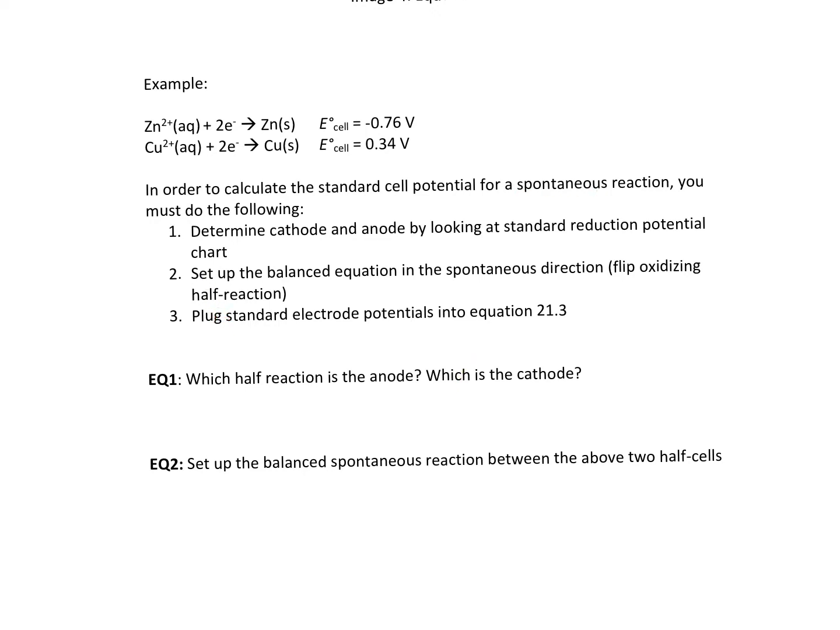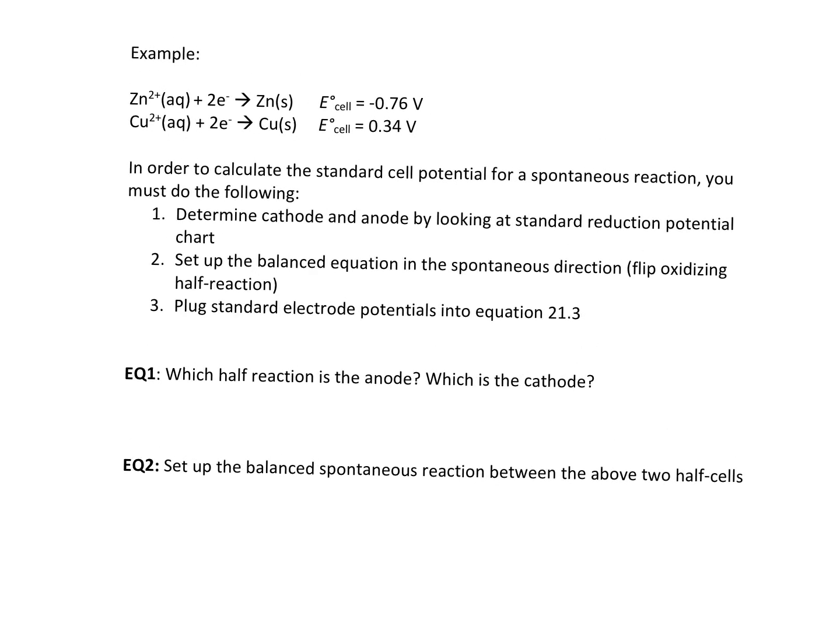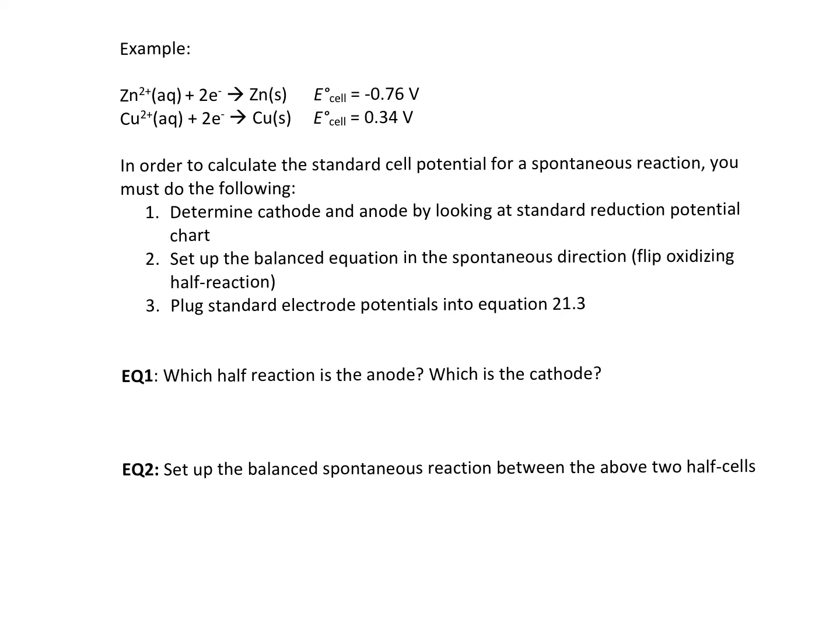First, we want to determine what our cathode and anode are by looking at the standard reduction potential chart, or just looking at the values that are given, which are right here. Take a moment to determine which one is going to be your cathode and which one will be your anode. You can pause the video here. All right, so the one with the more positive is going to be your cathode if you want to create a spontaneous reaction. The one with the more negative is going to be your anode. Okay, so we did that.